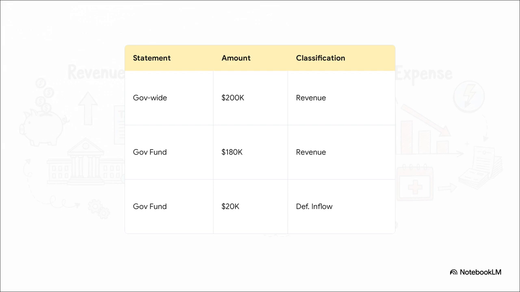So why does that remaining $20,000 become a deferred inflow of resources on the fund level? Well, because the underlying economic event happened, but the cash simply missed that strict 60-day availability window. It's legally owed, but it's unavailable revenue for the current period.